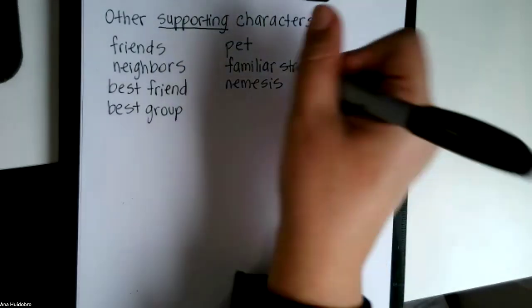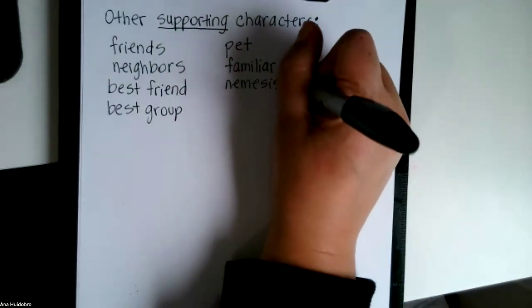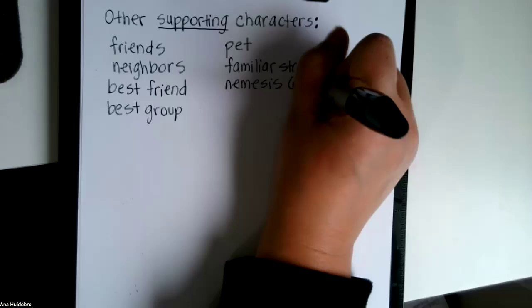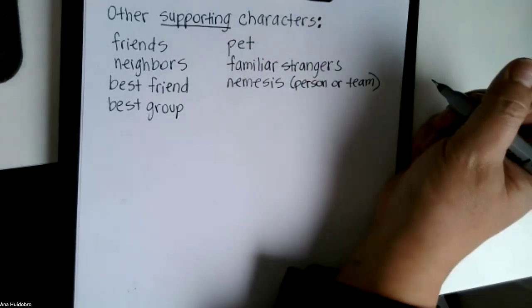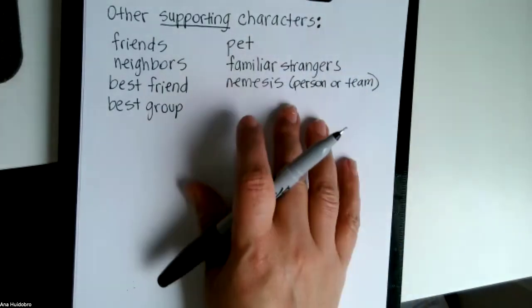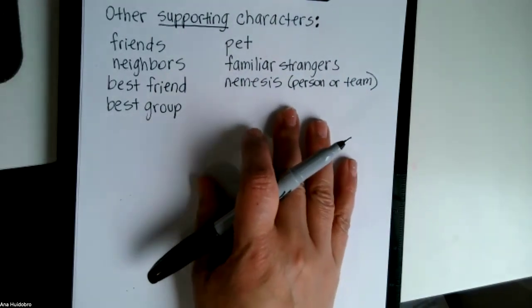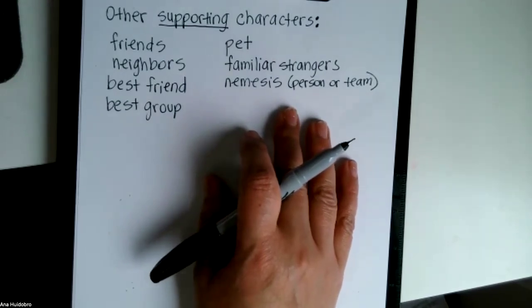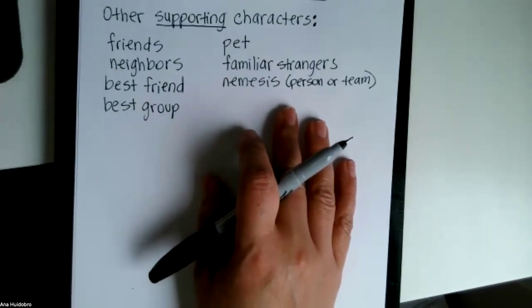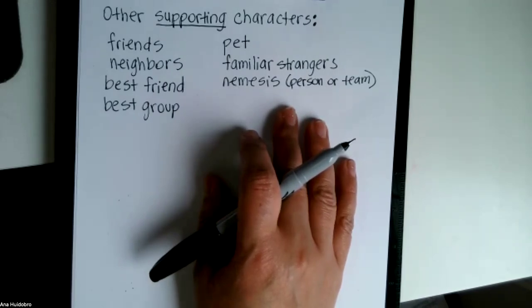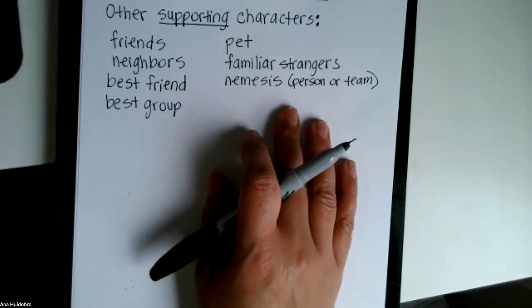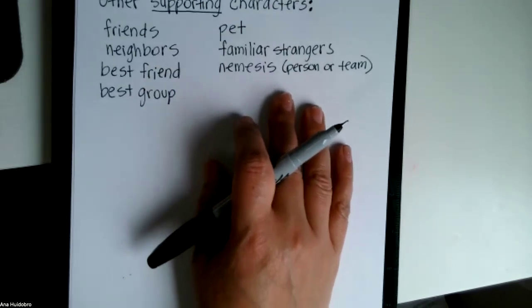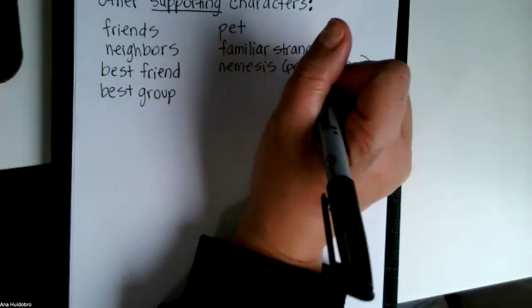A nemesis, like an enemy, right? Or maybe there's going to be a nemesis team. It could be a person or team. So maybe my Pepperoni Pete is always fighting with the pizza parlor across the street. So it's pepperoni pizza versus, let me see, Little Caesars crew, and they're always battling it out for their customers, right? So that could be it. It could be a nemesis pet.